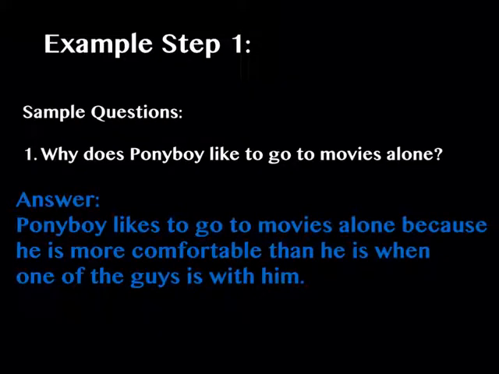Let's try a sample of just step 1. The question is, why does Ponyboy like to go to movies alone? To answer the question, we want to use as many words from the question as we can in the answer. So you usually have to take out the question word, for instance, who, when, where, how, words like that. Take that out and see how many of the other words you can use.